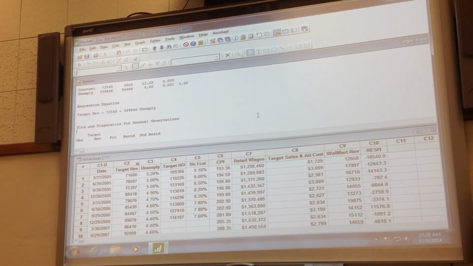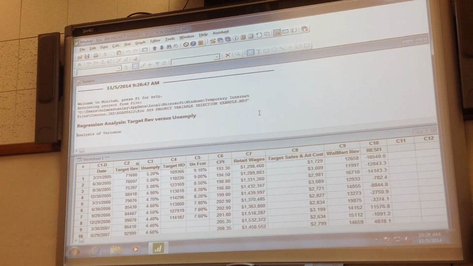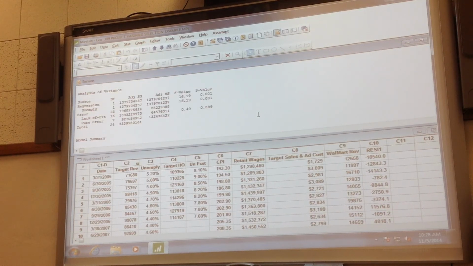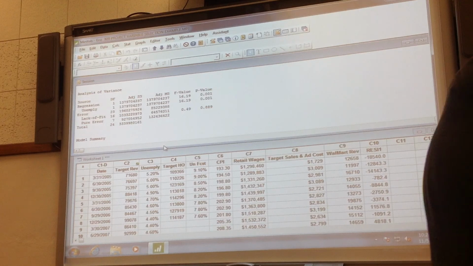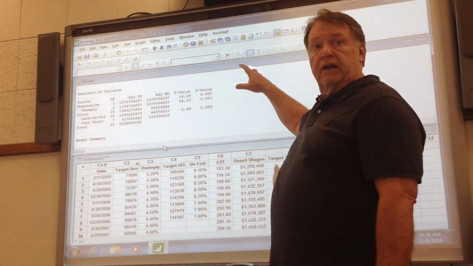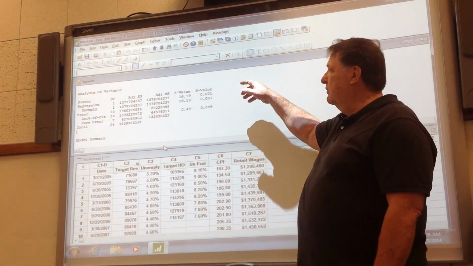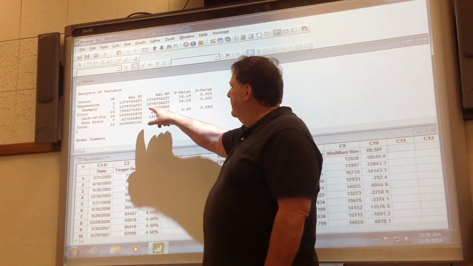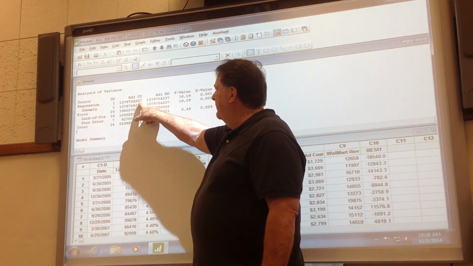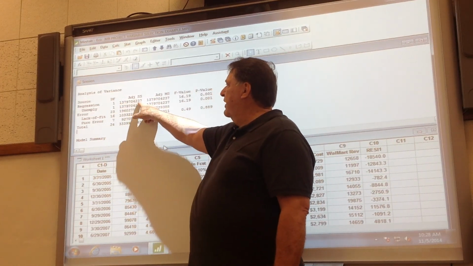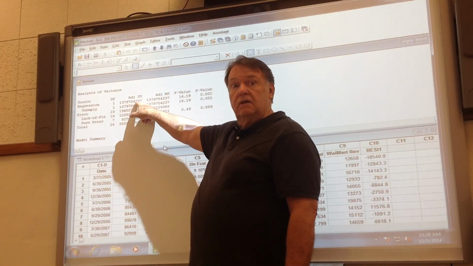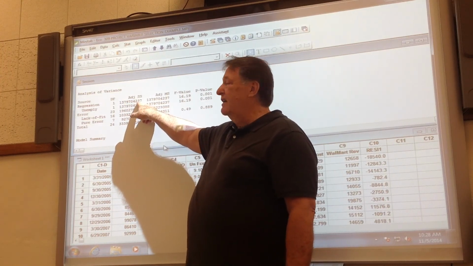Let's look at the model itself. And it's broken down into some pieces. Here is the analysis of variance, ANOVA. Remember we talked about ANOVA before? Sum squared total. So these are the sum of squared values. The sum of squares of regression is right here. See that number? It's a pretty good size.